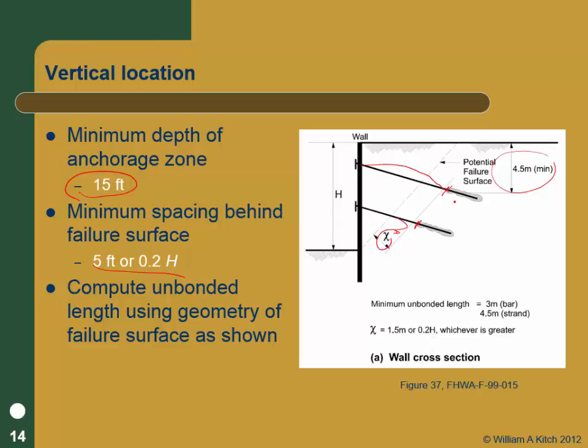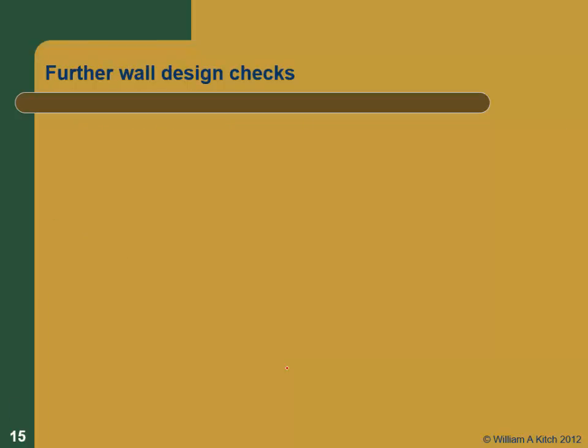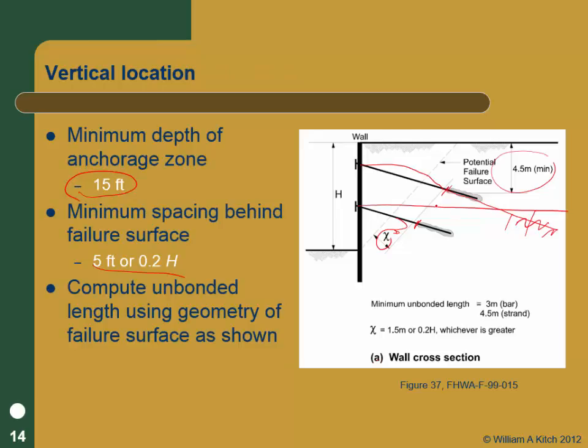Now, it could be that you're trying to go to a competent material. If you had a more competent material down here than above, then this first anchor would be good, but the second anchor might have to go all the way back here to get into that competent material. So this also can be driven by the soil conditions. Realize this is assuming that you have a uniform material in there. The other thing I'll say is this also depends on what kind of obstructions you're trying to get around. Sometimes that'll drive what's going on too.